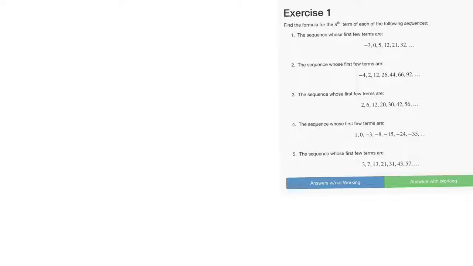Okay, we're now answering the first question of this exercise, in which we're given the first few terms of a sequence, which are -3, 0, 5, 12, 21, and 32, and we're asked to find the formula for the nth term of the sequence. Now, as always, the first thing to do here is to look at the difference from one term to the next.